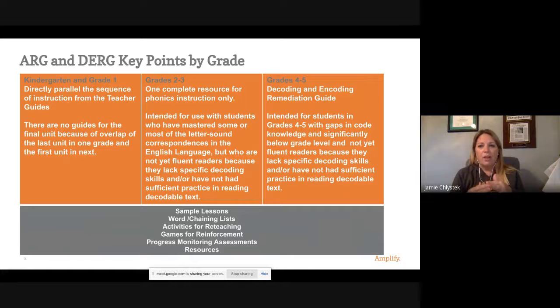For fourth and fifth grade, that's when we move from the assessment remediation guide to the decoding and encoding remediation guide. This is also for a similar reason as in second and third grade. We know that some of our oldest students, for lots of reasons, still have gaps in code knowledge, are falling below grade level, and are not successful fluent readers. And I think for our older grade teachers, fourth and fifth grade teachers, this is where things get really tricky. They may not have the experience of teaching students how to learn to read.